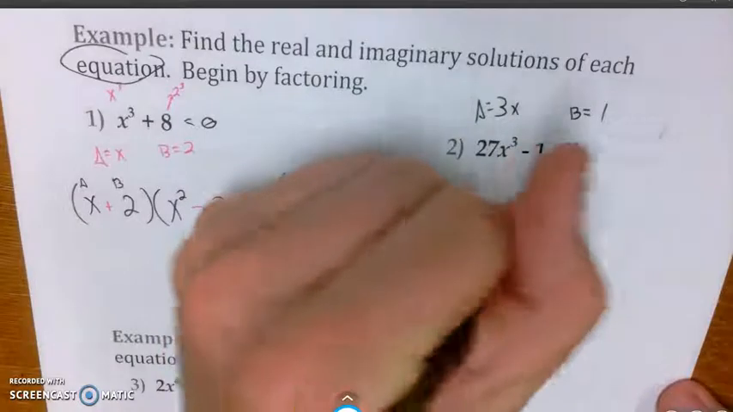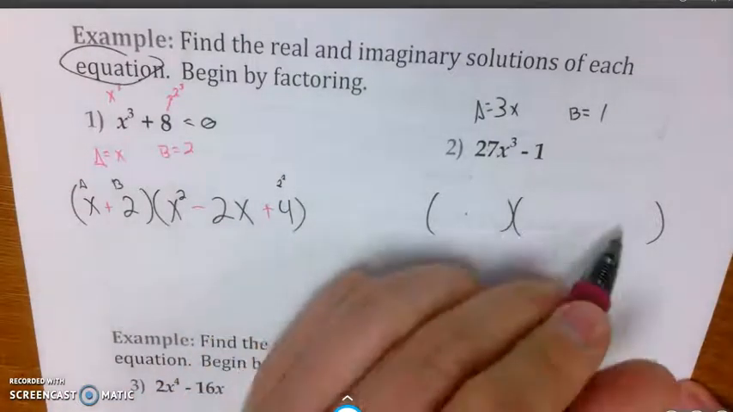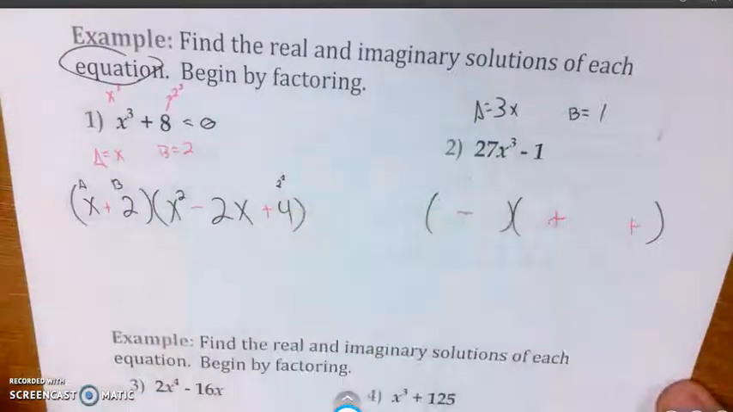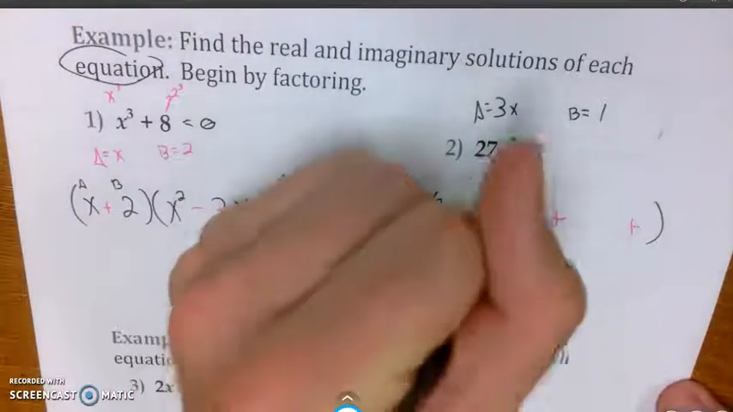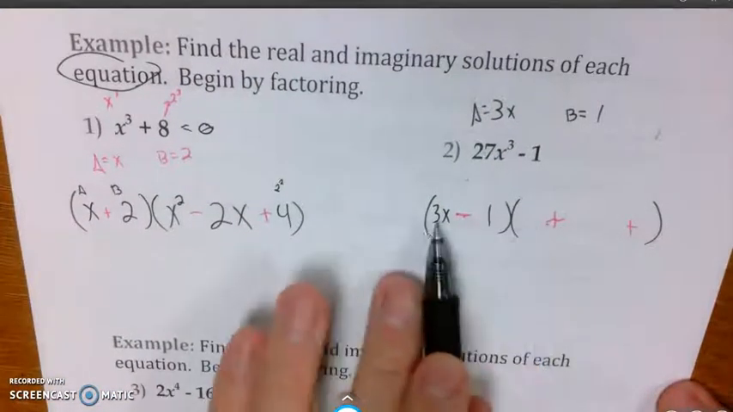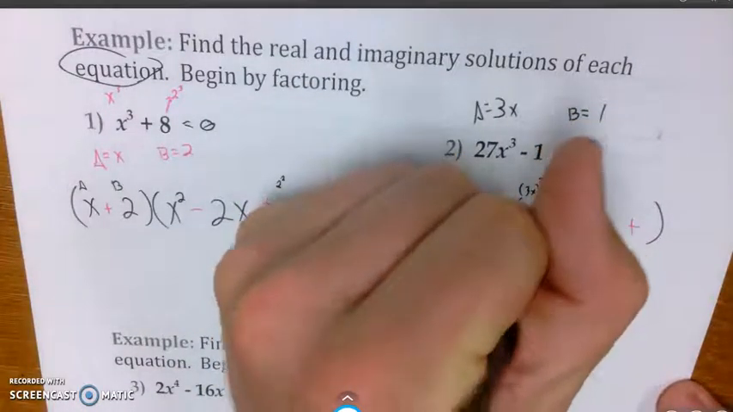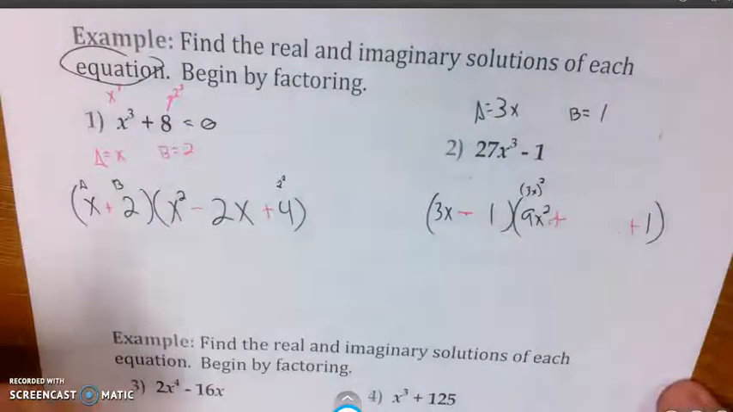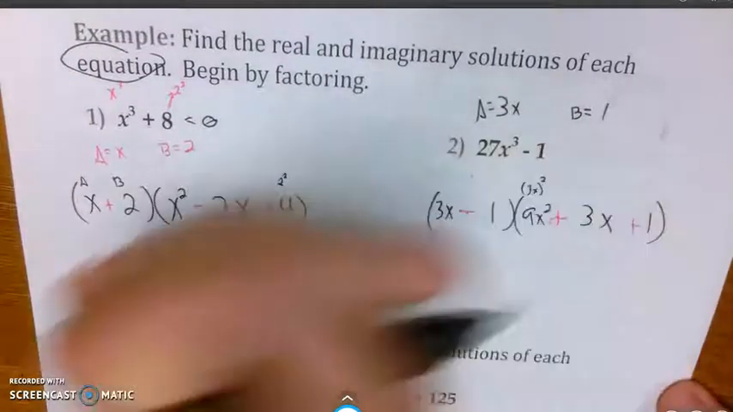So if I go into my parentheses setups, remember SOAP, same, opposite, always positive. My a value was a 3x, my b value is a 1. My a squared, so a was 3x. That means this is going to be, let's see, 3x quantity squared is 9x squared. 1 squared, well, that's easy, that's just 1. Then in the middle is the product of the 2. 3x times 1 is just 3x.